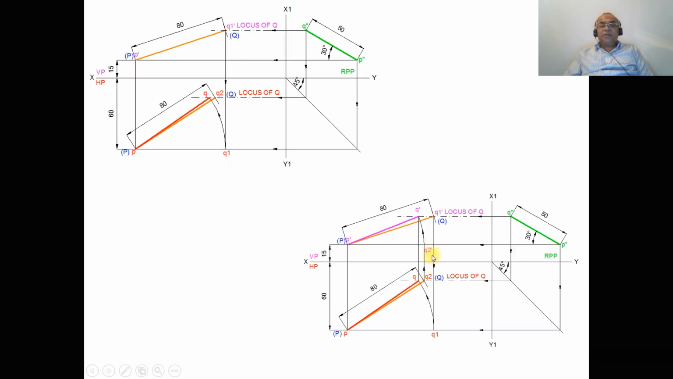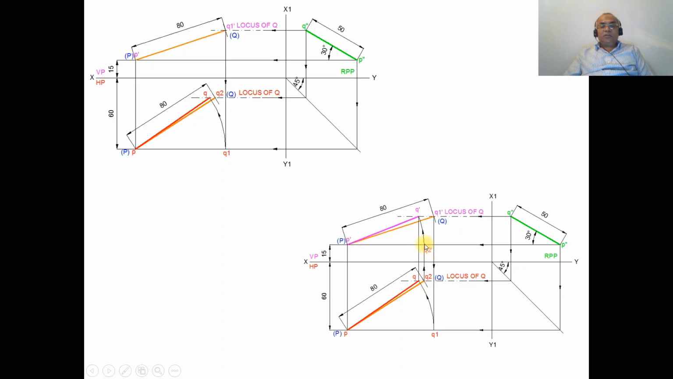Why that? Because PQ2 is the true length line in the top view. If the line has to be in true length in the top view, obviously that line has to be parallel to the XY line in the front view. So that should be the condition. As we know, P dash is above HP by 15 mm, so Q2 dash should also be above HP by 15 mm. So draw a vertical projector from Q2 till the horizontal line drawn from P dash.